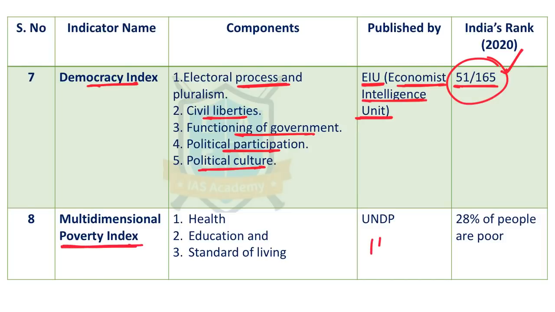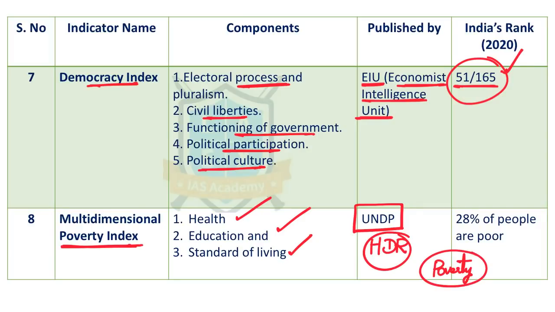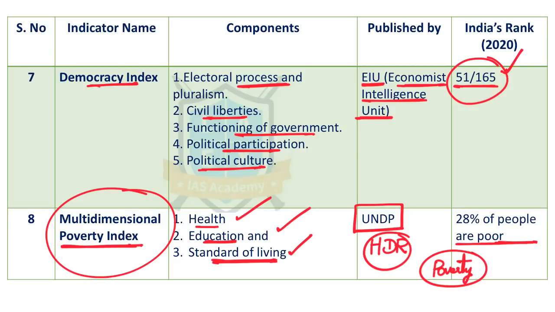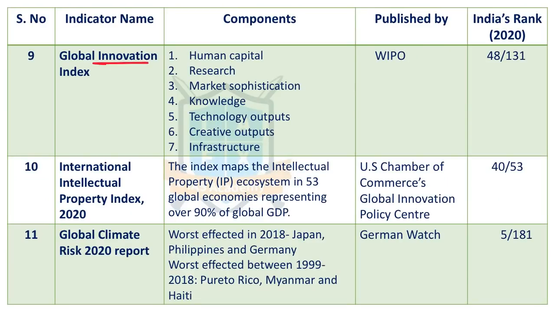Eighth one is Multidimensional Poverty Index. Multidimensional Poverty Index is also part of Human Development Report. This is released by the UNDP, United Nations Development Programme. It considers health, education and standard of living as the measures to consider the poverty. There is a line called poverty line. Poverty line is just a monetary indicator. Here, Multidimensional Poverty Index considers health and education along with the growth, that is per capita. That's why this is important. And according to this particular index, 28% of people in India are poor. The next important index is Global Innovation Index.